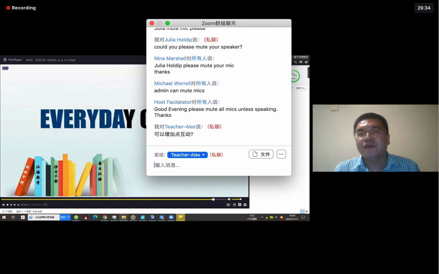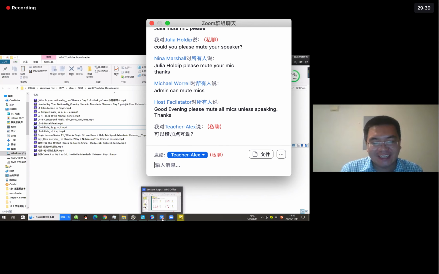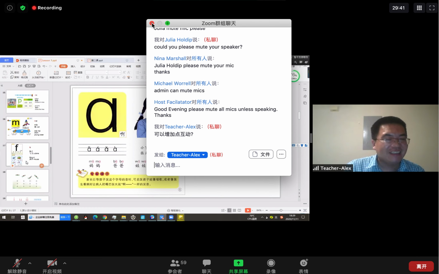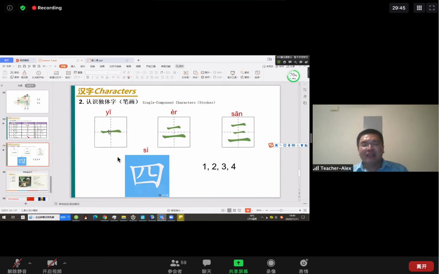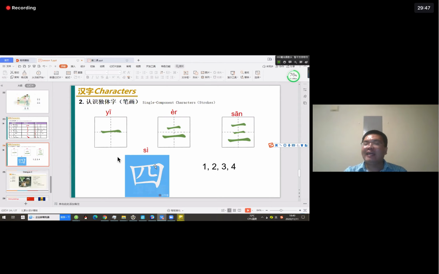Okay, that's a quick review of what we learned last time. Now let's learn something new. Today, here you can see four characters. They are the numbers 1, 2, 3, 4. Let's read them in Chinese.